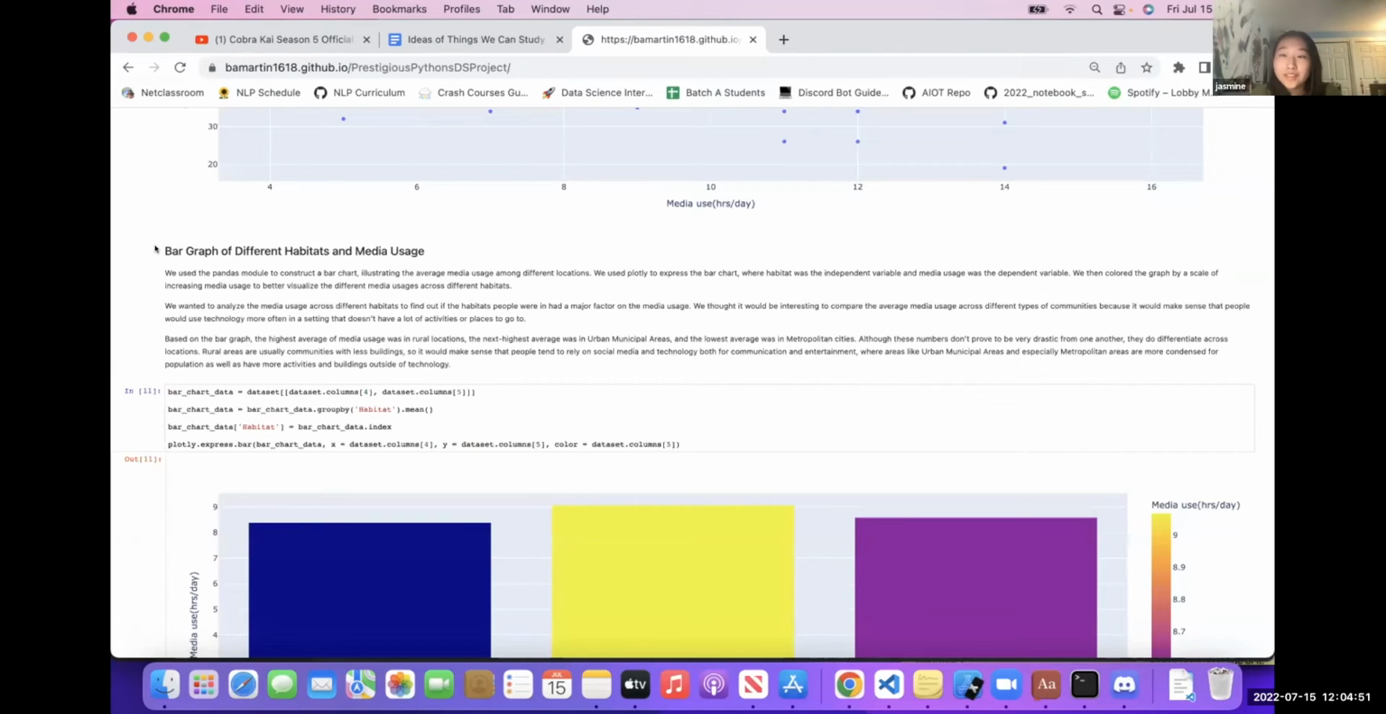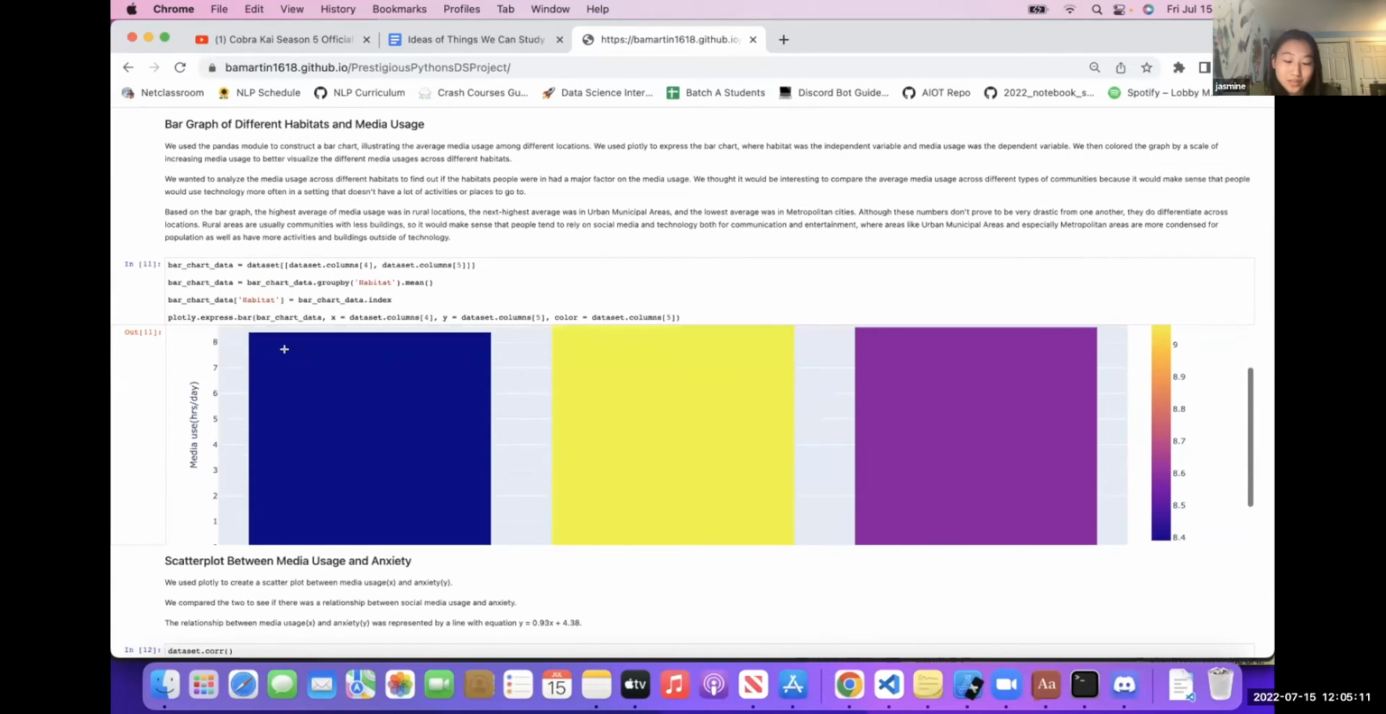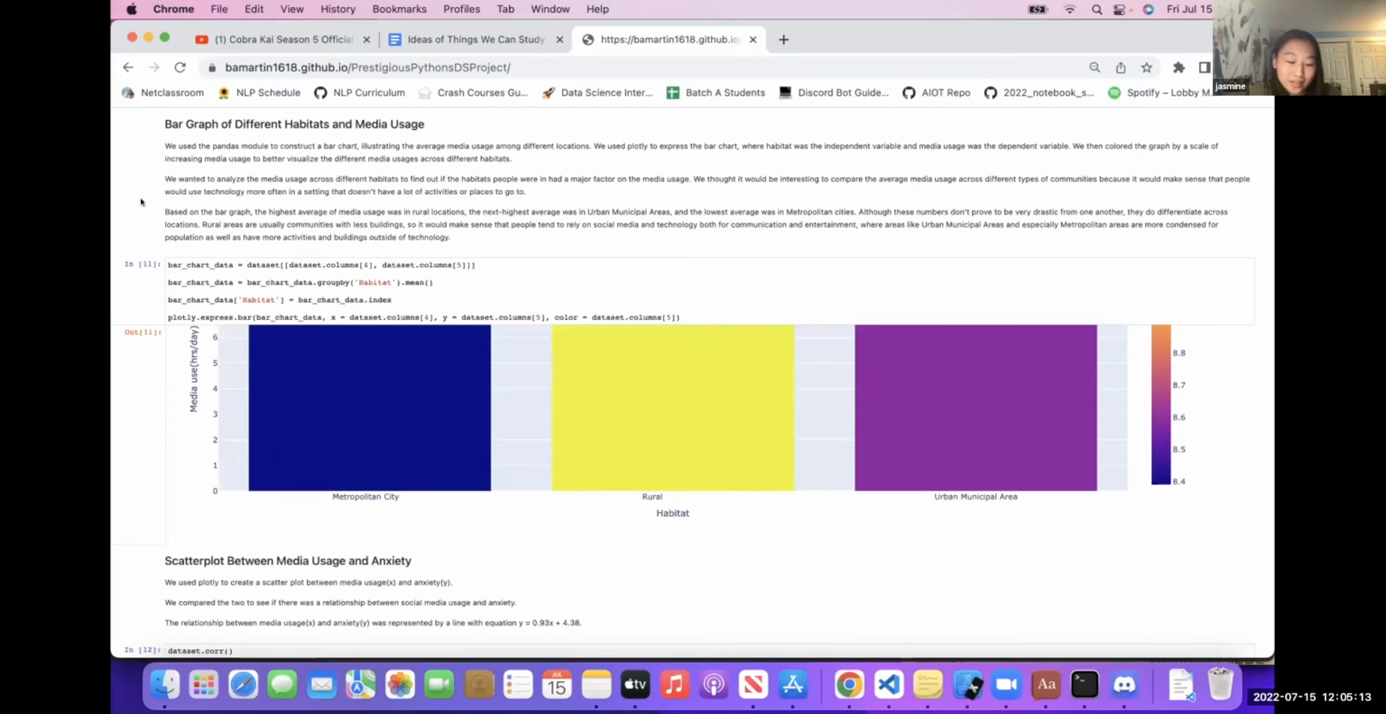Yeah, so for the next graph, we used the pandas module to construct a bar chart illustrating the average daily media use among different locations: rural, urban municipal areas, and metropolitan cities. We used Plotly to express the chart where the habitat was the independent variable and the average media usage was the dependent variable. And then we colored the graph by a scale of increasing media usage. We wanted to analyze the media usage across different locations to find out if the habitats people were in had a major factor on the daily media usage that they had.